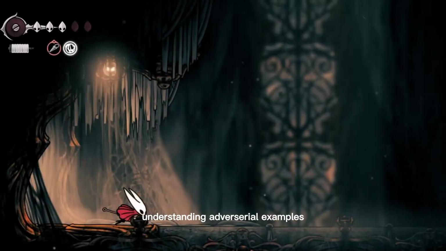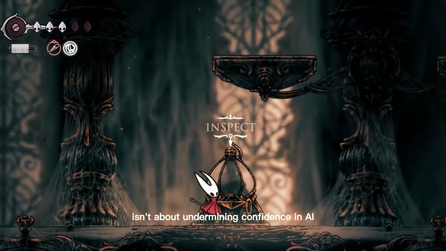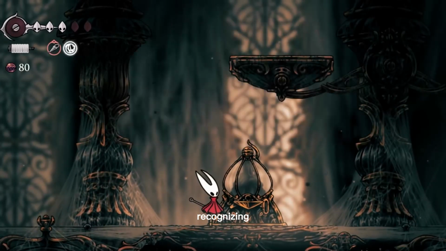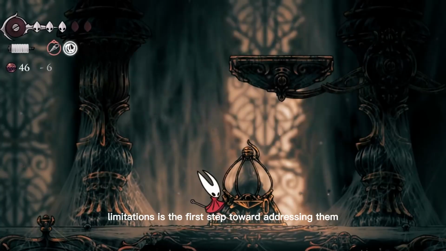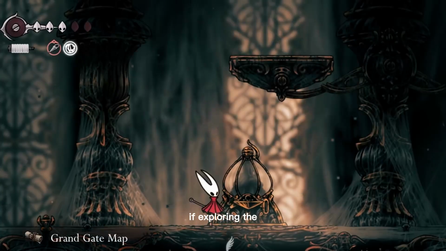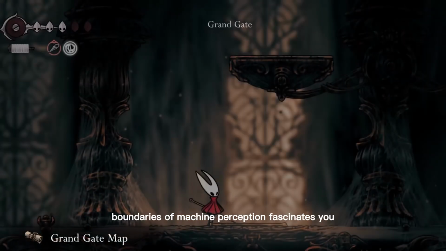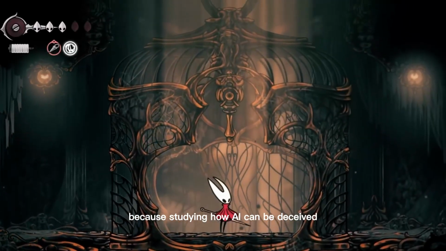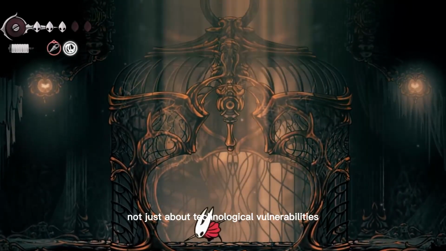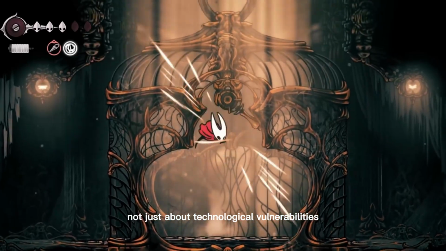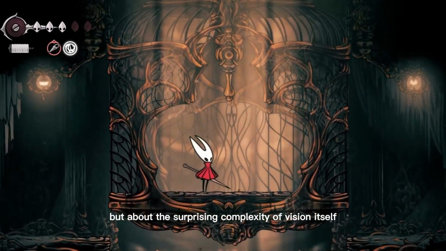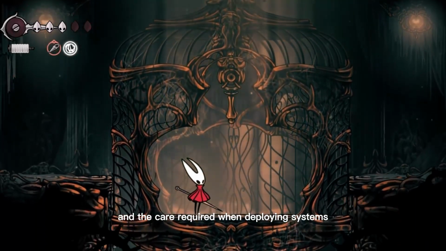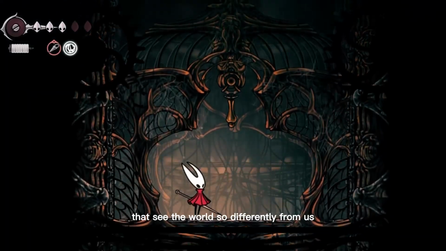Understanding adversarial examples isn't about undermining confidence in AI, but about building it properly. Recognizing limitations is the first step toward addressing them. If exploring the boundaries of machine perception fascinates you, join this journey, because studying how AI can be deceived teaches us not just about technological vulnerabilities, but about the surprising complexity of vision itself and the care required when deploying systems that see the world so differently from us.